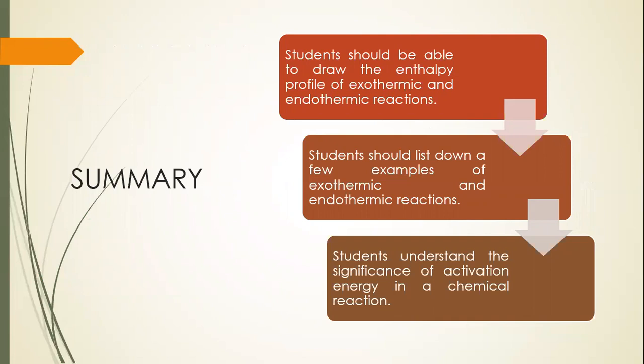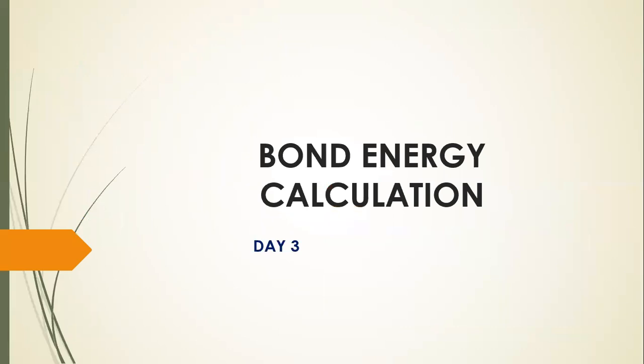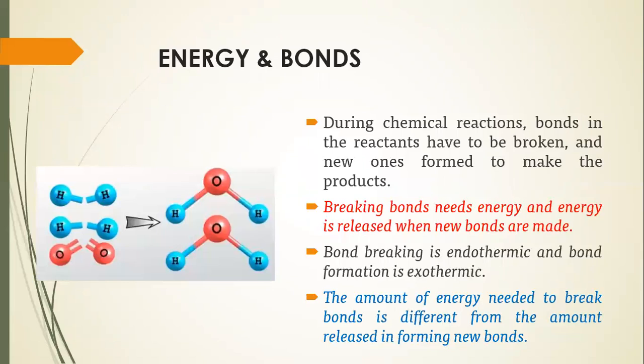So till now, we are able to draw the enthalpy profile diagram. Examples also you are already familiar with, and the significance of activation energy. Now in the third lesson, we were explaining bond energy calculation. Like bond energy calculation, when a reaction takes place, reactants are going to the product side, isn't it? So on the reactant side, you have to break the bonds, and on the product side, new bonds are being formed.